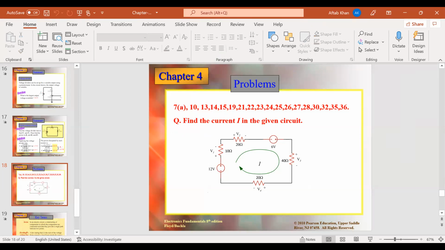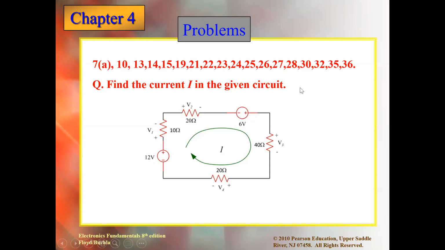So let's see now. We add them together. Yeah, we need to consider them algebraically, right? This is something we need to take care of. This is a good question to understand that concept. We are given the direction of current flow, which is clockwise, and they are asking us to calculate the current I in the given circuit.